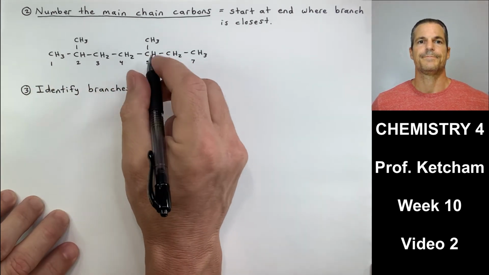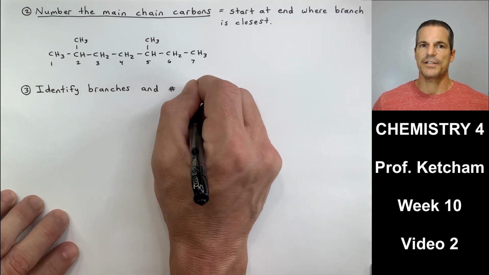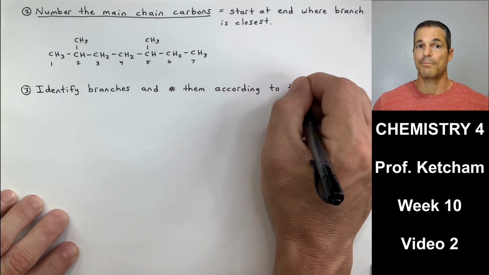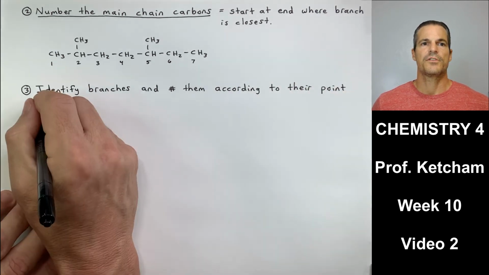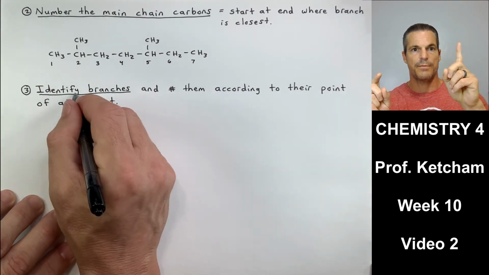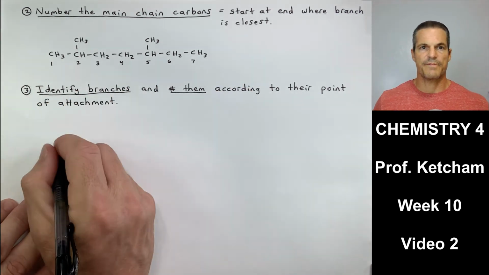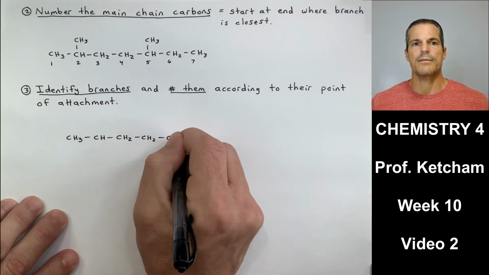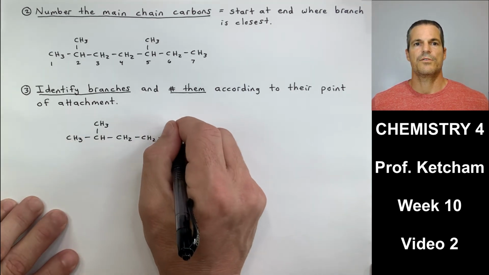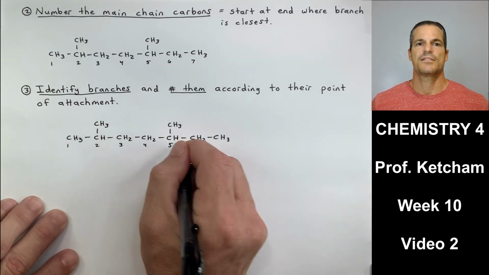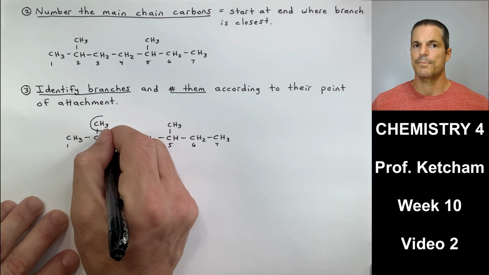Rule number 3, identify the branches and number them according to whatever carbons they're branching off of. Well, these are both little CH3 groups. You see them popping up, the verticals. Those are CH3 on carbon 2, CH3 on carbon 5. All right, so I'm going to rewrite it, and I am going to identify each of these as methyl groups. A CH3 group is a methyl group.